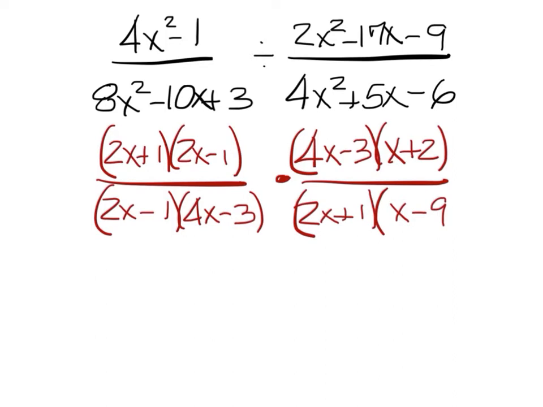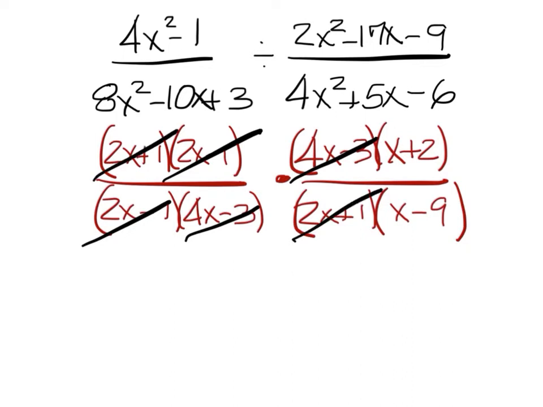So when we go back to cancel out, we have a 2x minus 1, 2x minus 1, 4x minus 3, 4x minus 3, 2x plus 1, 2x plus 1. So you should have x plus 2 over x minus 9.